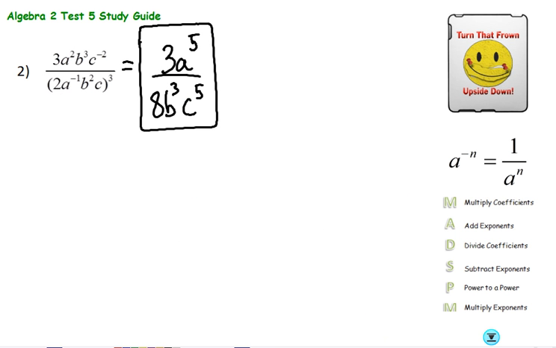Let's check in with you. So number 2 on the right side, you should have 3a to the 5th, 8b cubed, c to the 5th. So again, if you got that one correct, great. Let's go ahead and move on to the next problem. If you didn't get it correct, hopefully you try to figure out your mistake. And if you're still not able to figure out the mistake, then go ahead and please ask for help. That's what we're here for.